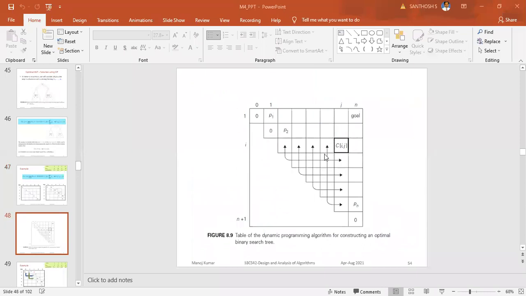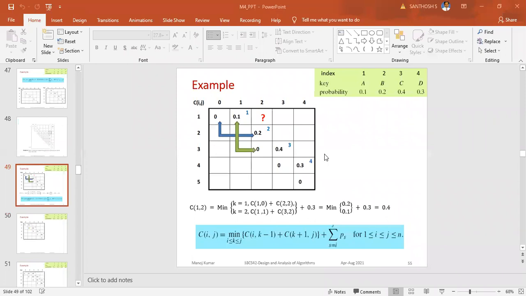Now you are going to place the values. So now you find the values for the remaining iterations. Here you find for all these values.